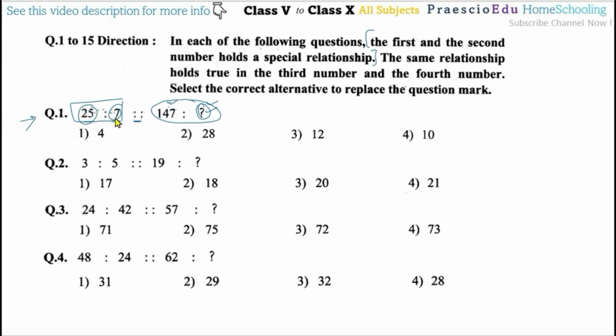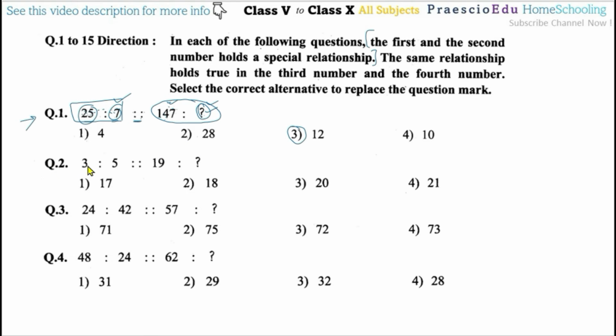25 is to 7, 147 is to question mark. If we add the separate digits of 25, we get the sum 7: 2 plus 5 is 7. The same we will apply here: 1 plus 4 is 5, 5 plus 7 is 12. 12 is given in option number 3.